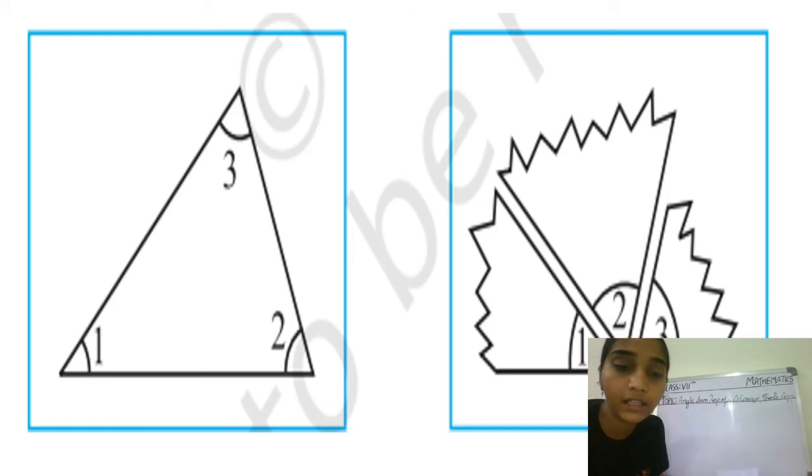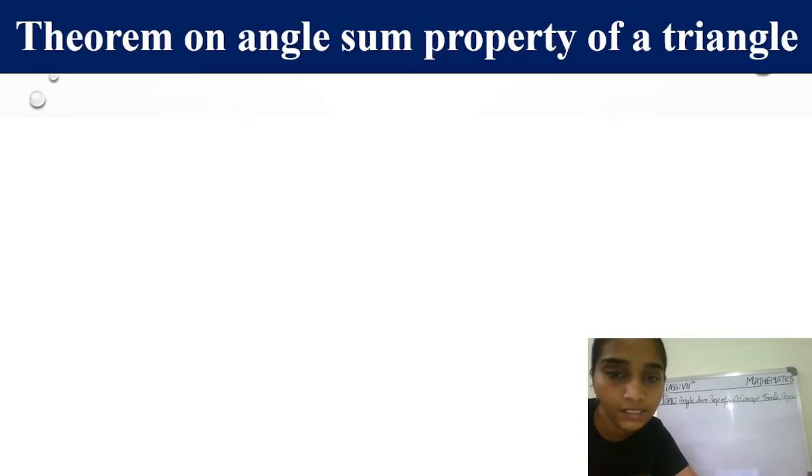Yes, I have put them on a straight line, like the 1, 2, 3 after tearing them. So now students, what can you infer from here? We are inferring that we have arranged the angles 1, 2 and 3 on the same line, on the same base. Basically, this activity we have performed is to elaborate upon the theorem which is based on the angle sum property of a triangle.